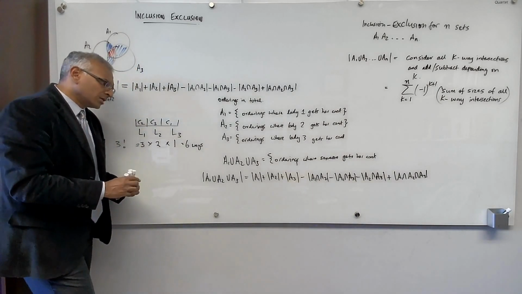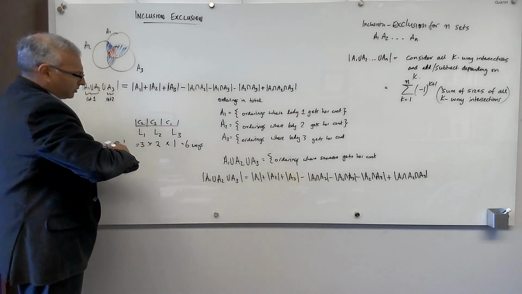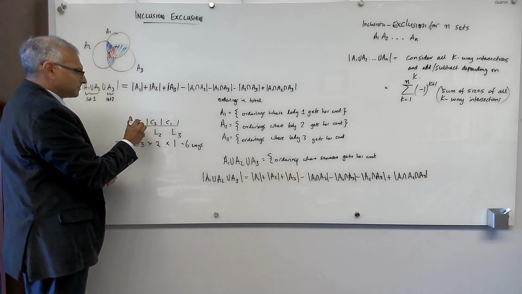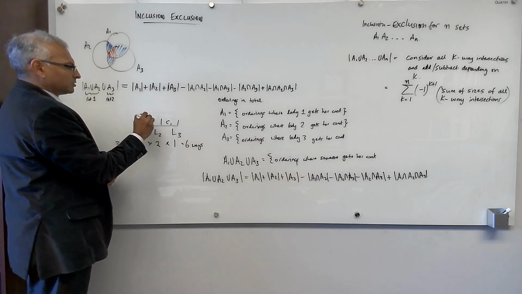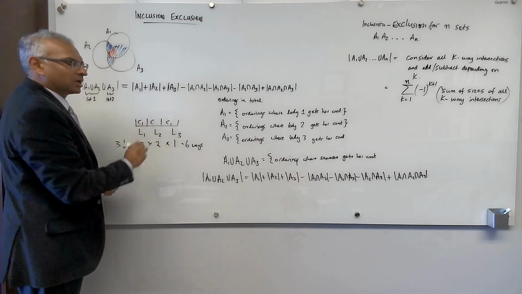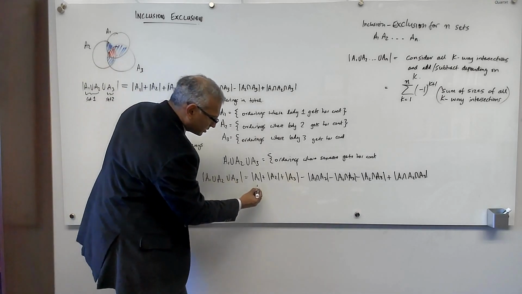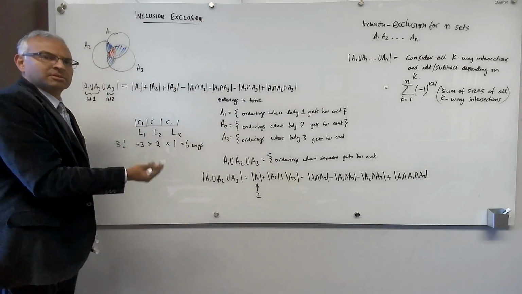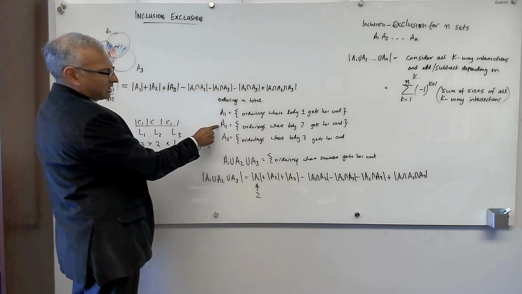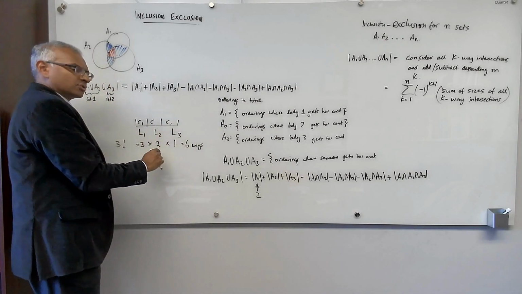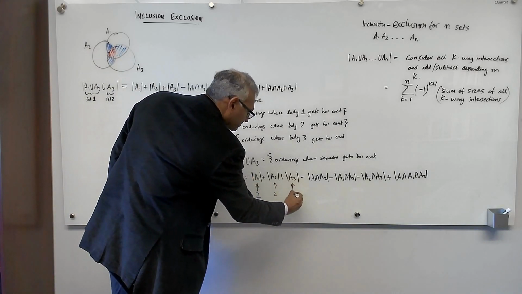Okay, what's the size of A1? So, lady 1 gets her coat. So this is C1. And then there are two ways for lady 2 to get her coat, and then one way for lady 3 to get the remaining coat. So 2 times 1 is 2. By symmetry, there's no difference between lady 1, 2, and 3, so the number of ways in which lady 2 gets her coat is also 2. So this is 2, and this is 2.